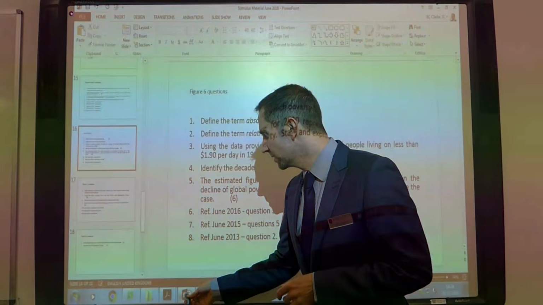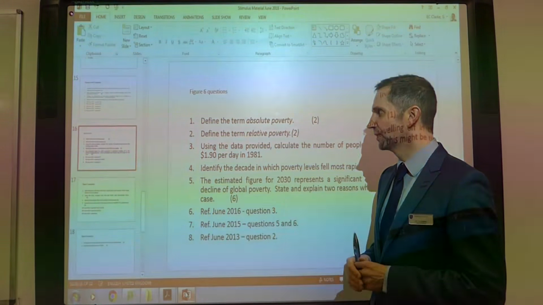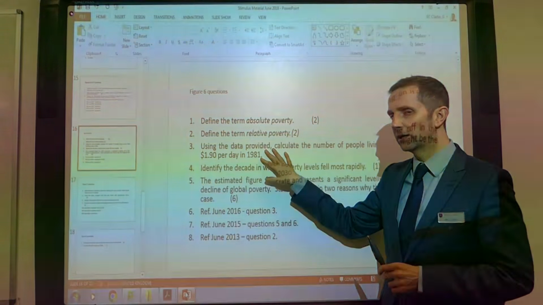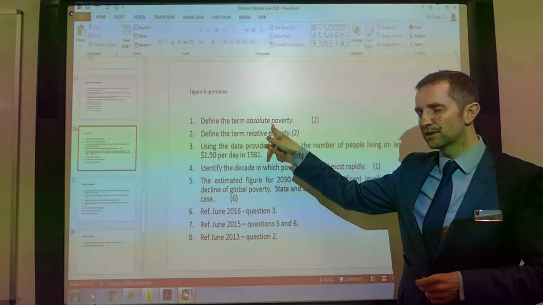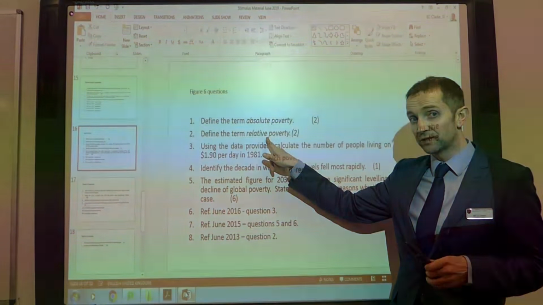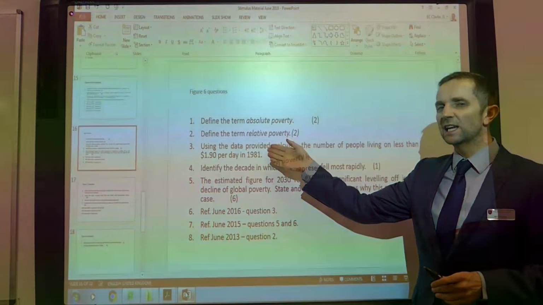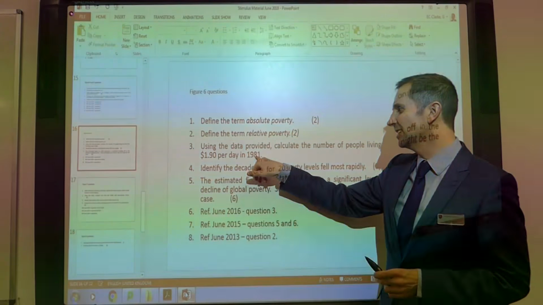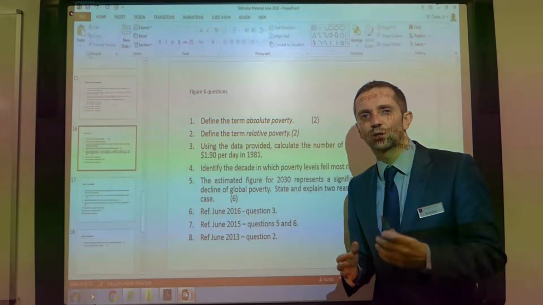Now, in my slide presentation, I came up with a number of questions for my students, which you can see here. If you want to freeze frame, you can have a look at these. Define absolute poverty, pretty unlikely, it's defined in the case study. Define relative poverty, yeah, might be asked that. Calculate the number of people living on less than $1.90 a day in 1981. You might get asked a mathematical question like that.